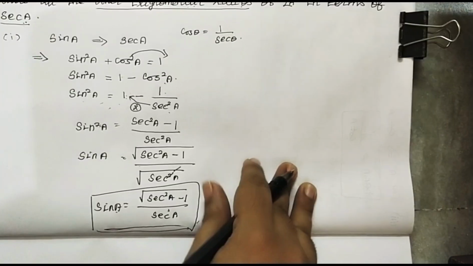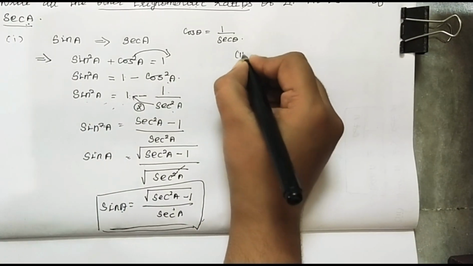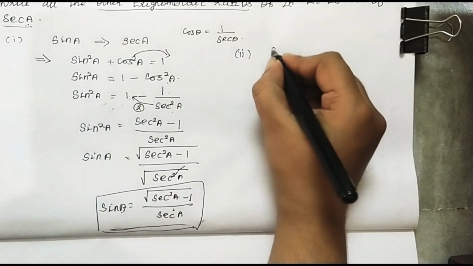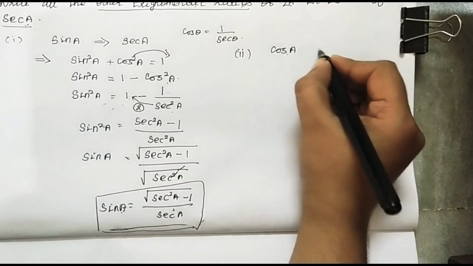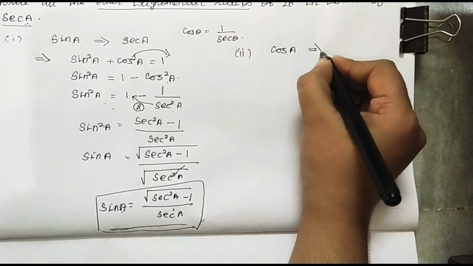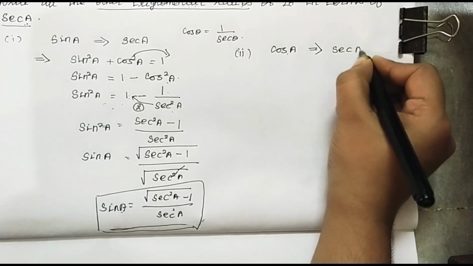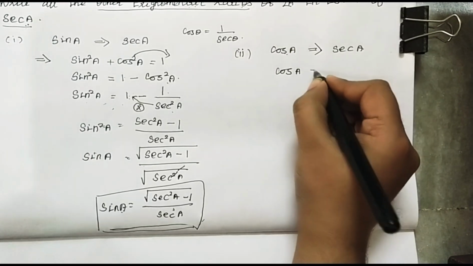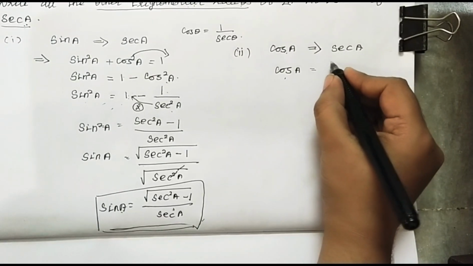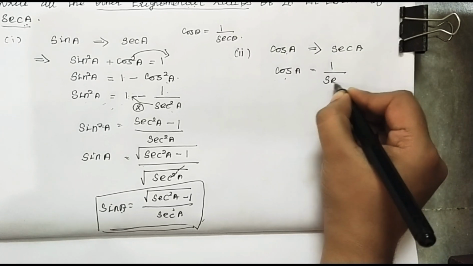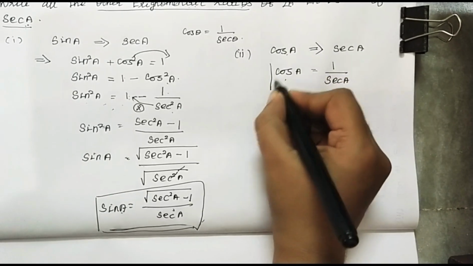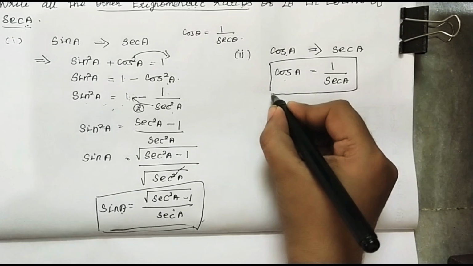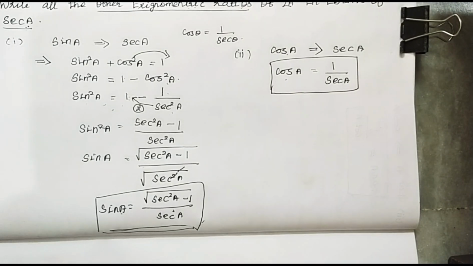The second one, the second trigonometric ratio cos A. Cos A you have to change as secant A. Already we know very well, directly we can write cos A is the reciprocal of secant A. So we can write 1 divided by secant A. So cos A is equal to 1 divided by secant A.